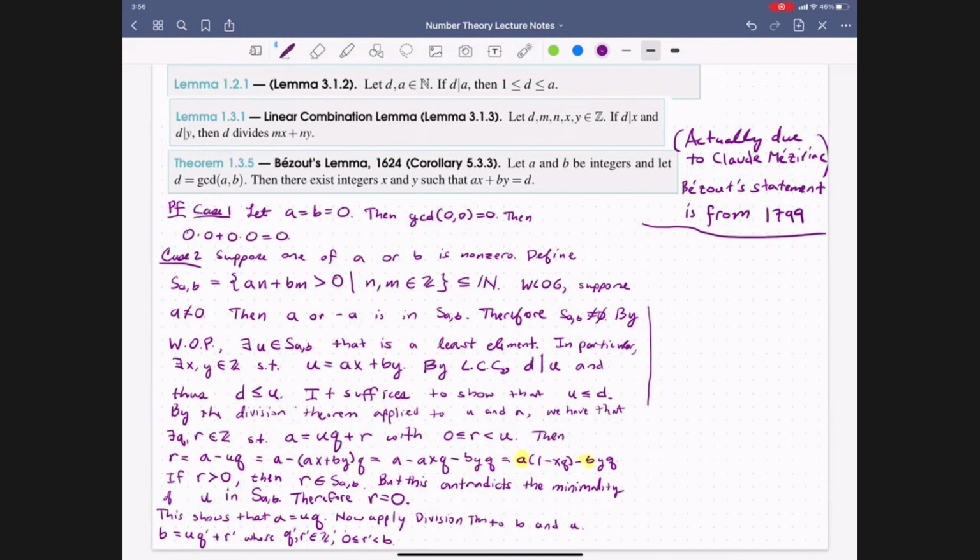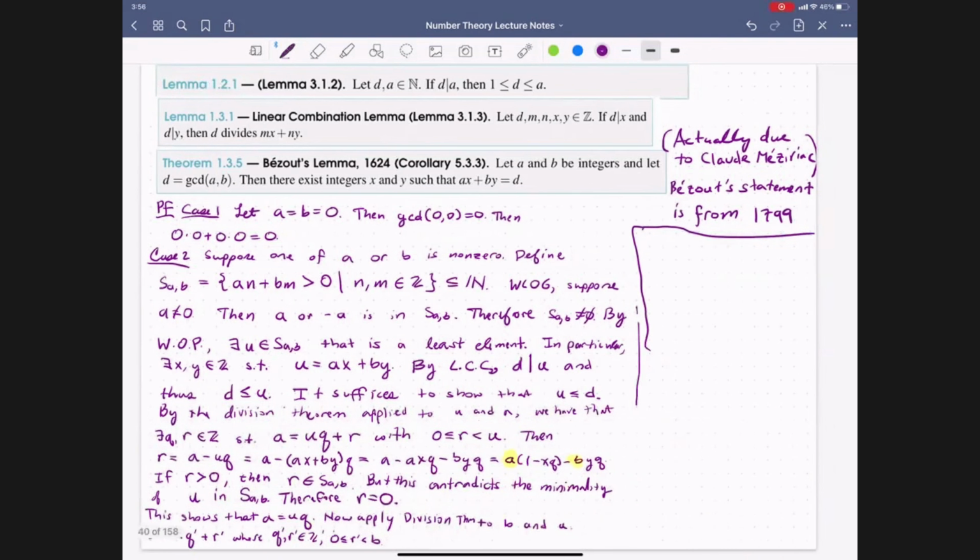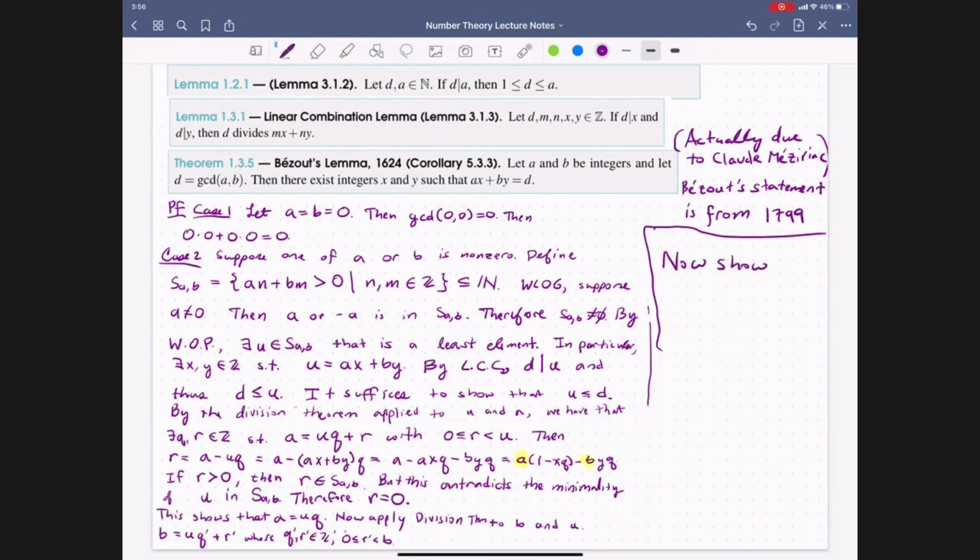Let me give it some more space here. Alright, so now I have resized everything. So if you apply the division theorem, let's start again over here. So now show, I leave this for you all to just practice with this argument. Now show that B is equal to U times Q prime. But once you show that, we are essentially done, because now we have A is equal to U times Q, and B is equal to U times Q prime.